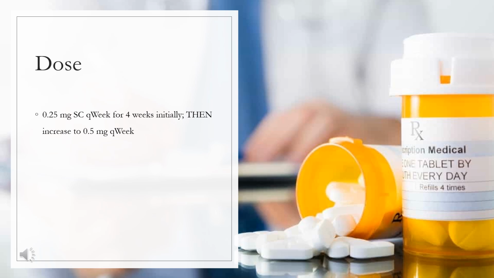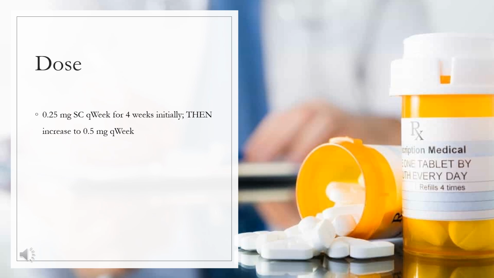If glycemic control not achieved after at least 4 weeks on 0.5 mg dose, can increase to 1 mg q-week. If glycemic control not achieved after at least 4 weeks on 1 mg dose, may increase to 2 mg q-week, not to exceed 2 mg per week. Note, the initial 0.25 mg dose is intended for treatment initiation and is not effective for glycemic control.